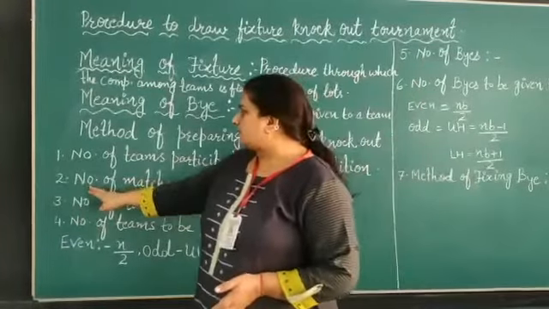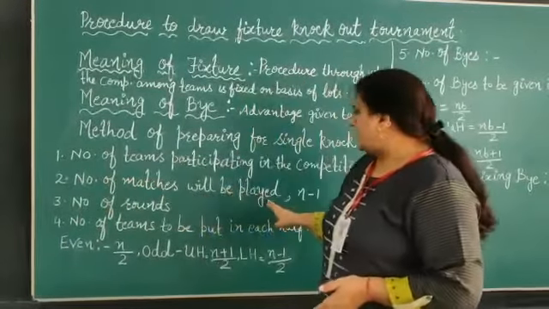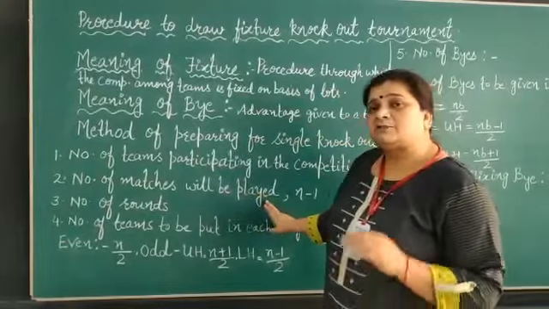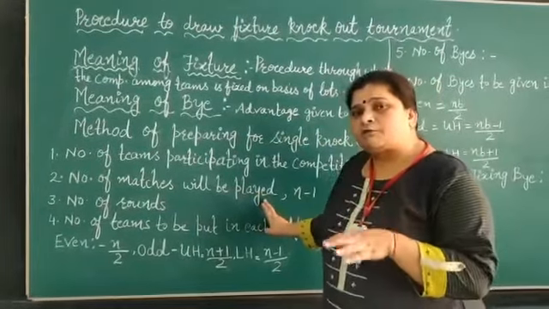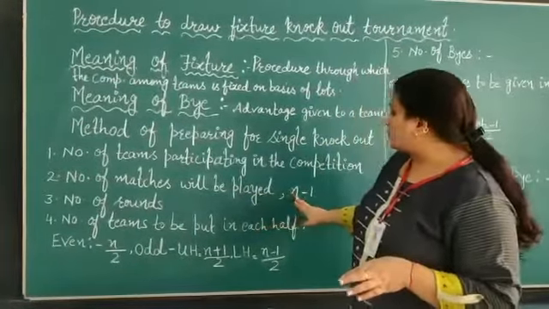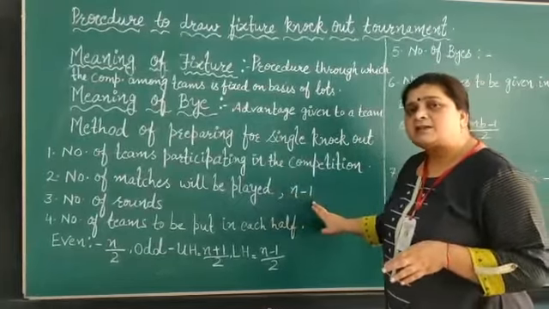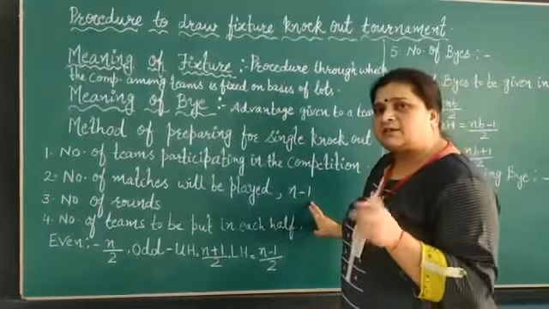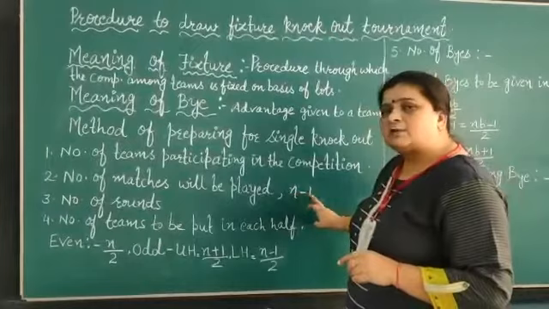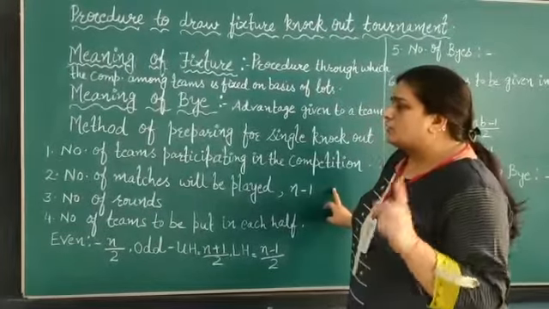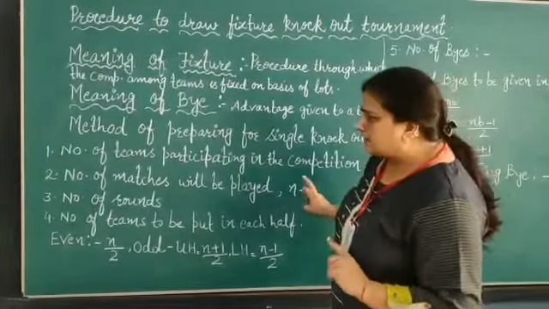Then second point is number of matches to be played. How many matches will be played in the tournament when we draw a fixture? That will be equal to n minus 1. N is number of teams participating, that is 11. 11 minus 1 is equal to 10. So total number of matches to be played will be 10.